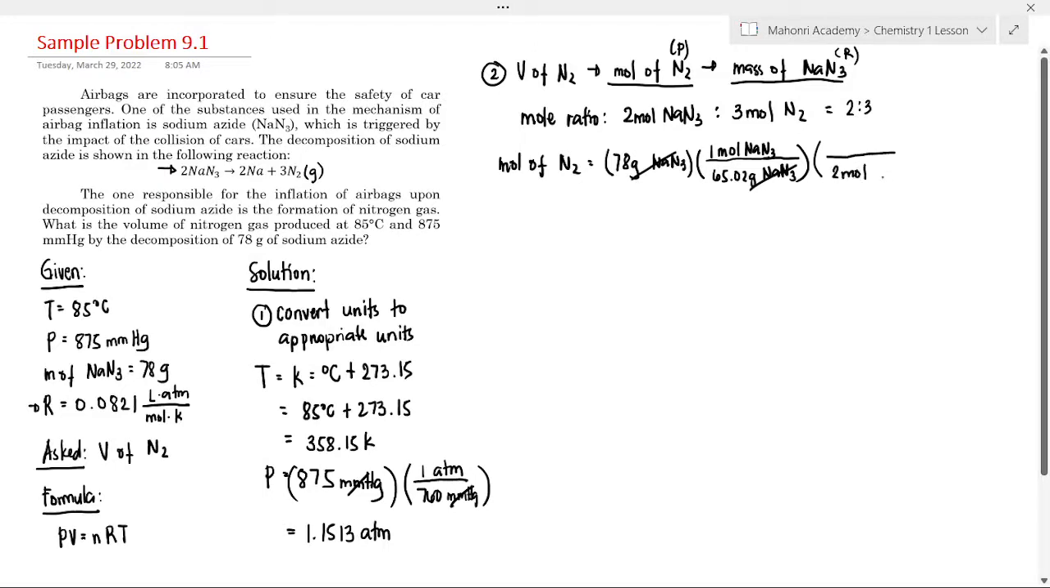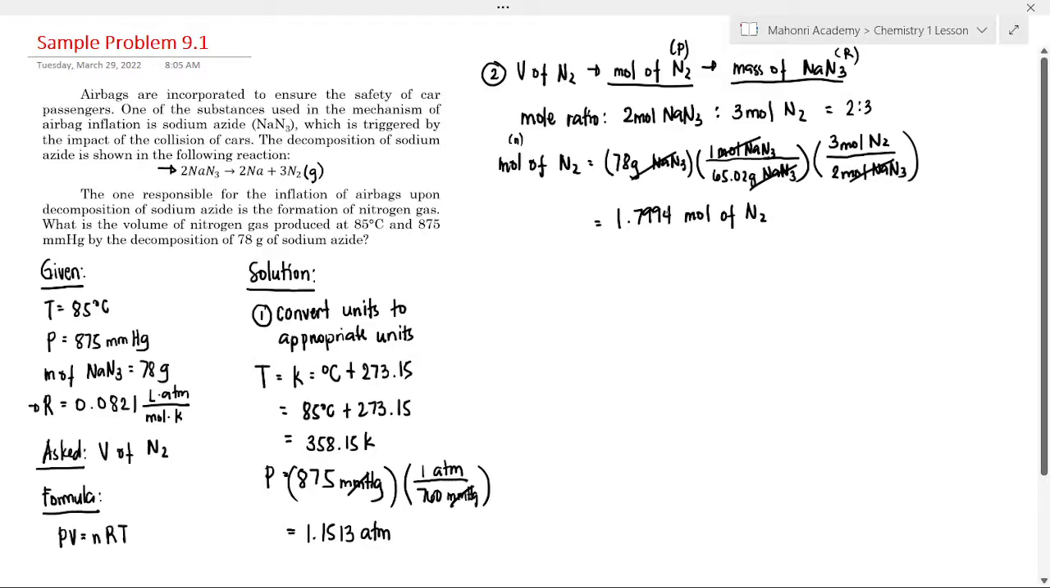In every 2 moles of NaN3, you would have 3 moles of N2. So the moles of NaN3 gets cancelled, you are left with 3 moles of N2. So just plug this in on your calculator. You would have 75 times 1 divided by 65.02 times 3 divided by 2. You would get about 1.7994 moles of N2. And this moles of N2 is actually our n.